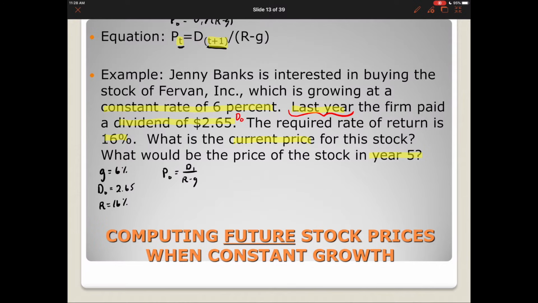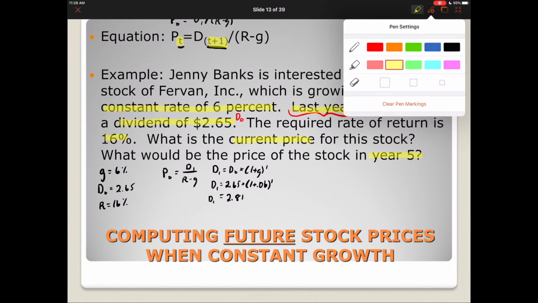So you can see here that we have D sub 0, the current dividend. We need the dividend for year 1. So once again, to solve for the dividend for year 1, we will take the current dividend, D sub 0, and multiply it by 1 plus G to the first power. So D sub 1 is going to be 2.65 multiplied by 1 plus 6% to the first power, and our dividend for 1 year from now, if it grows at a 6% growth rate, will end up being $2.81.